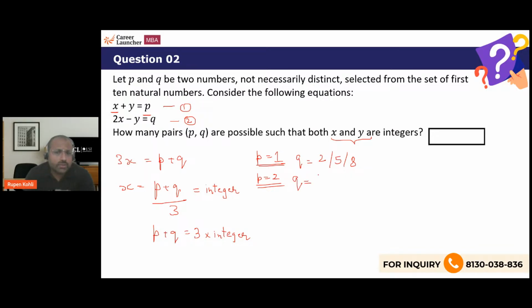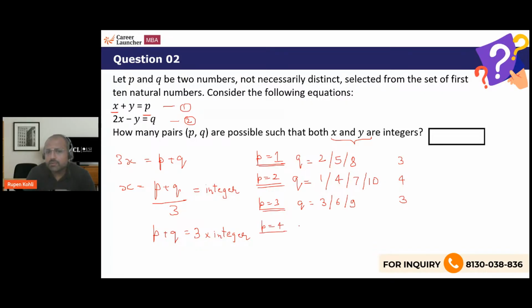If P is 2, then Q is 1, 2 plus 1, 3, or 1 plus 3, 4, or 4 plus 3, 7, or 7 plus 3, 10 also. So now there is a deviation. Here we had 3 combinations, but here we have 4 combinations. What if P is 3? Q can be 3 itself. Remember, they can be the same, right? Or 6 or 9, again 3 combinations.